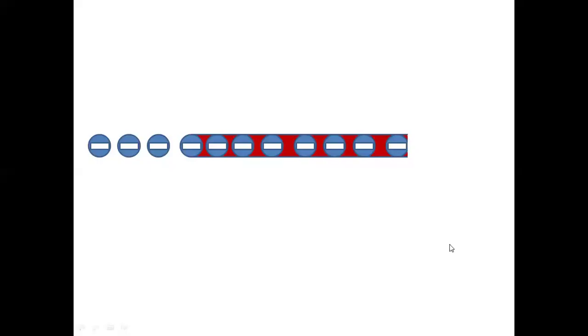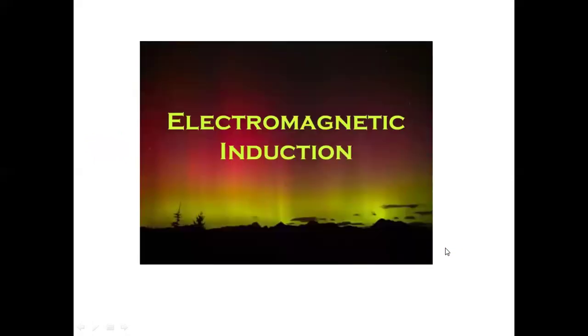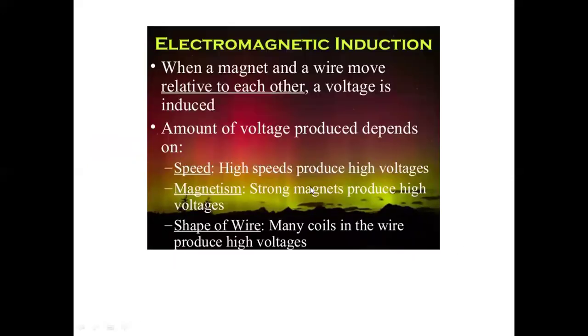How can you cause a current to flow through a wire without having an actual source of EMF? Yes, this is possible by the phenomenon of electromagnetic induction. What is electromagnetic induction? When a magnet and a wire move relative to each other. What does that mean? That is, either the wire moves towards or away from the magnet, or the magnet moves towards or away from the wire, a voltage or EMF is induced.